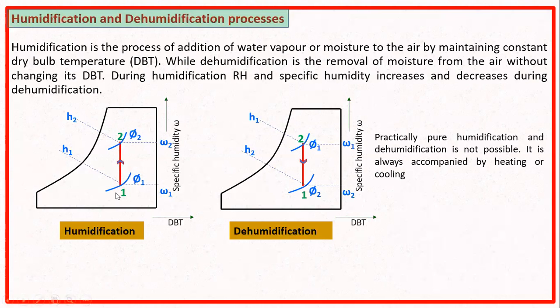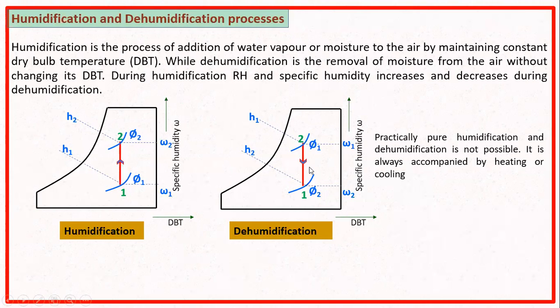So let 1 be the condition at the inlet, and when it absorbs the moisture content, it has gone to 2. So naturally the specific humidity is increased from omega 1 to omega 2, and also the relative humidity increases from phi 1 to phi 2. That is, here it is only humidification without increasing or reducing the dry bulb temperature. That means what is this heat? The heat which is involved in evaporation, this is nothing but the latent heat.